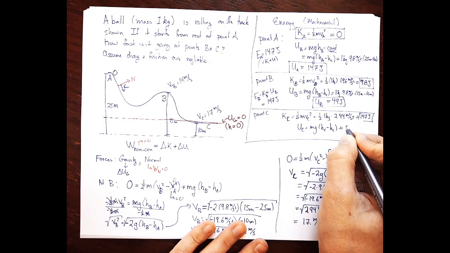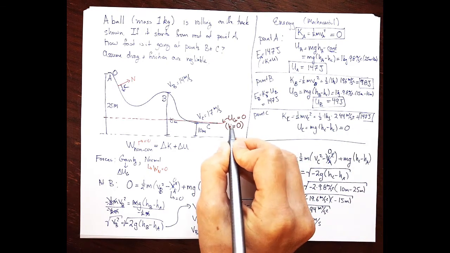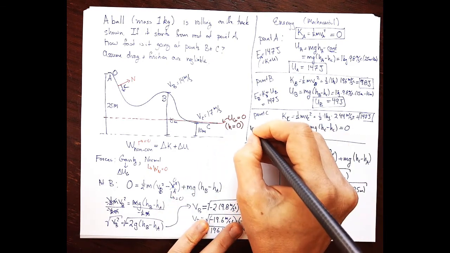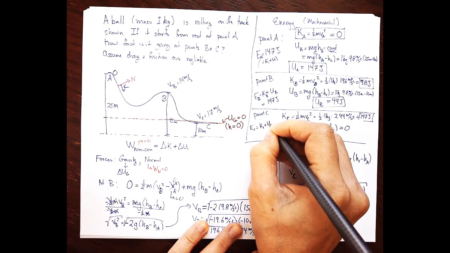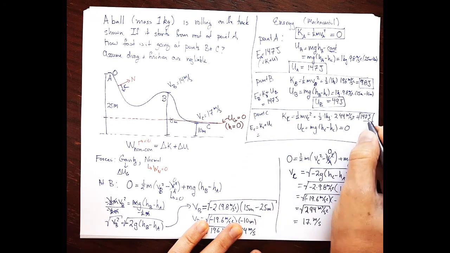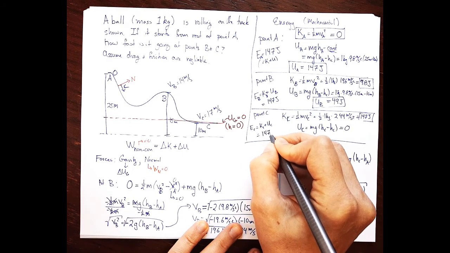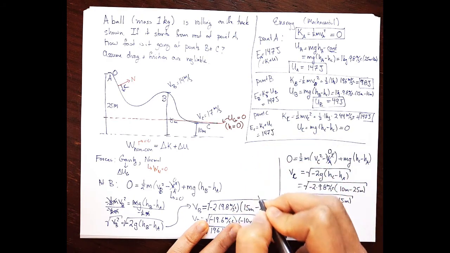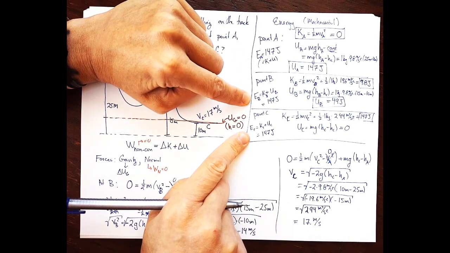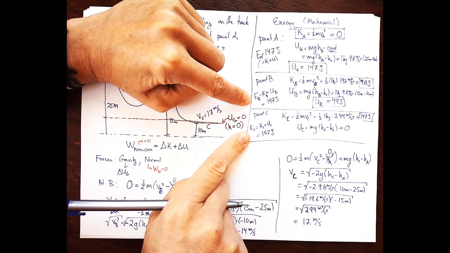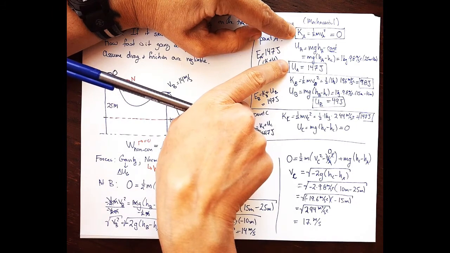And this, of course, is going to be 0 because that is where we set the potential energy equal to 0. So the total energy here, the kinetic energy at C plus the potential energy at C, those guys are also equal to 147 joules.